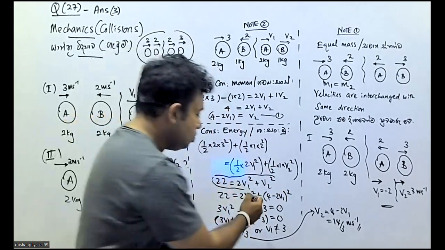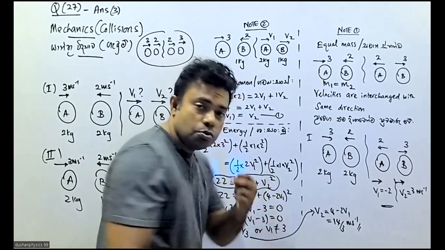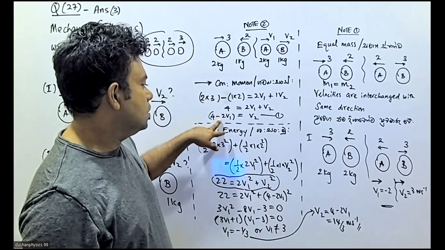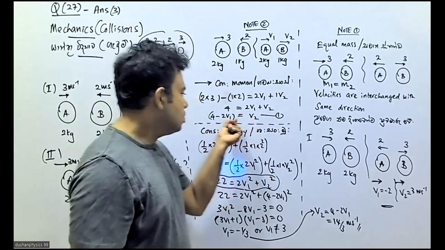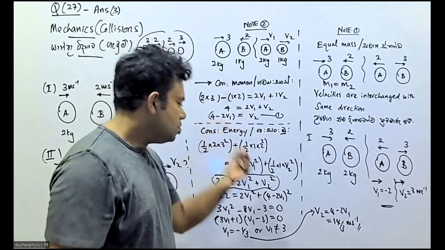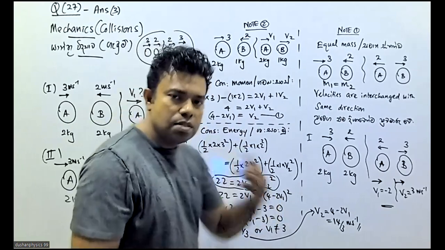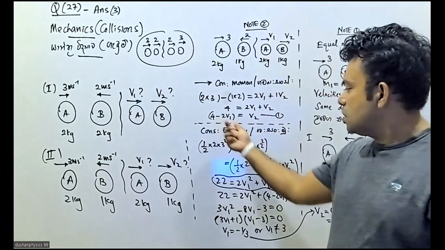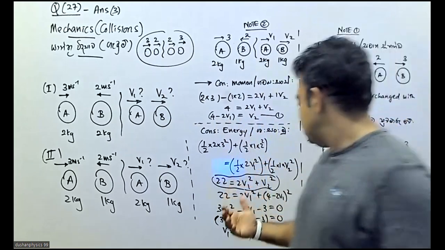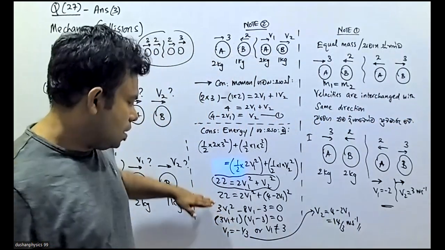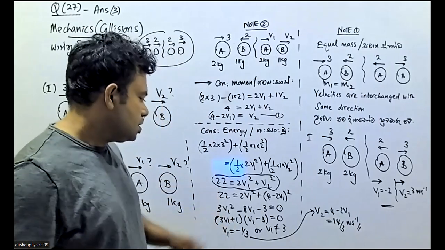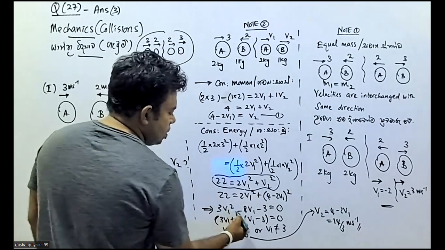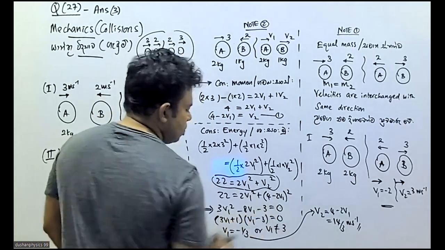What I am going to do now: I have already made V2 the subject as 4 minus 2 V1. I am going to substitute it here and cancel V2. If you simplify this, you will get a nice quadratic equation: 3 V1 squared minus 8 V1 minus 3 equals 0.